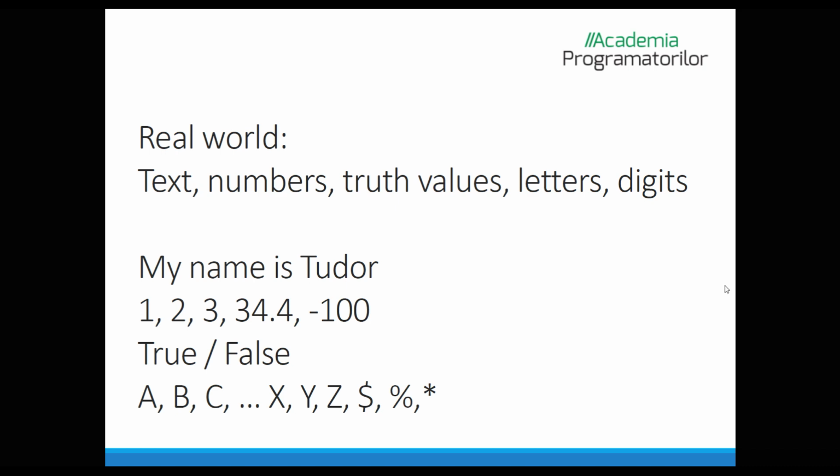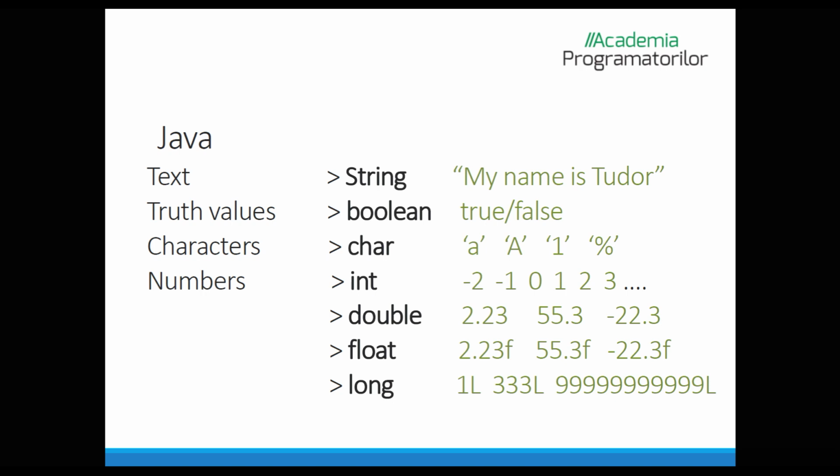letters, characters. In programming, our text will be written as a string, and it must be enclosed in double quotes, at the beginning and at the end, just as you saw that we passed our messages in the System.out.print and System.out.println instructions. Truth values are Boolean, and there can be only two values for that, true or false. Our letters will be of type character, and these, unlike strings, must always be enclosed in single quotes, not double quotes. If I say lowercase a or uppercase A, these are characters.